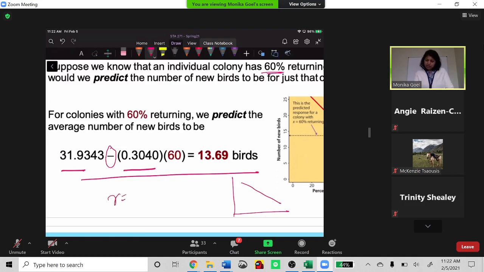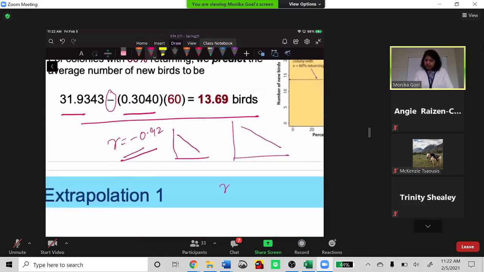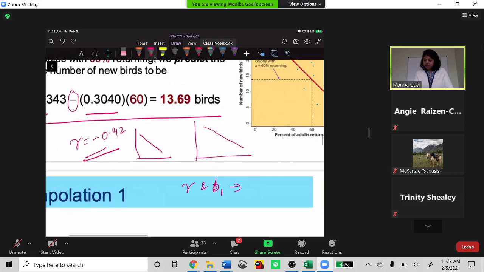And when r is negative, let's say 0.92, this also tells me that the strength of the correlation is negative 0.92. So it is telling me that it's in the negative direction. So write a note to yourself that r and slope, which we are using as b1, share the same sign. So if you know one, you can find the other one.